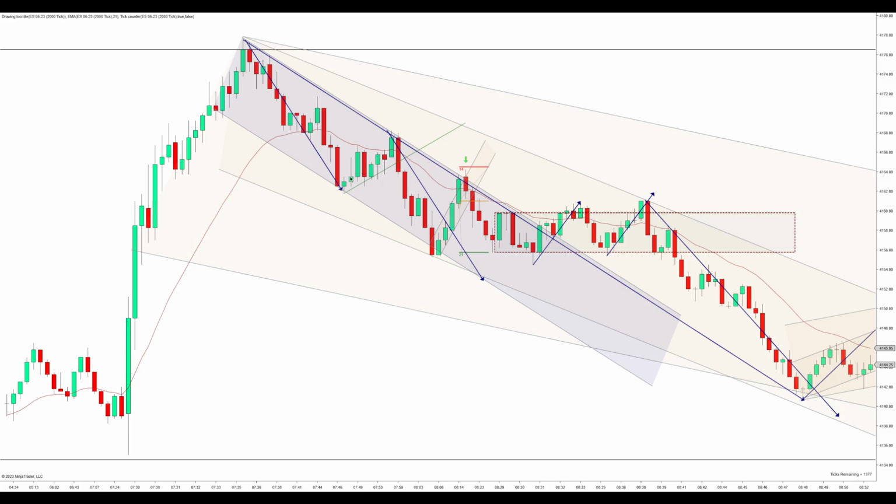So first entry long, second entry long, failure. That's a big picture reversal pattern. Holding for the third time off this trend line right here. So that's the key entry point confirmation right there, third bounce. So holding for the third time off the key entry point, managed to close below the EMA.